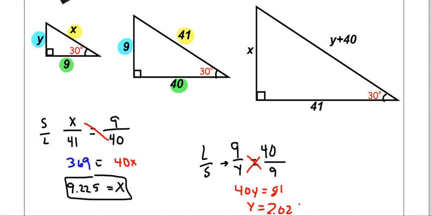x has to be larger than 9 because it's a hypotenuse, and it is, 9.225. Just slightly larger, and 41 is also just slightly larger than 40, so it kind of works out. All right, a little bit longer problem, guys, but these are all problems that I would definitely know how to do before you took that test.